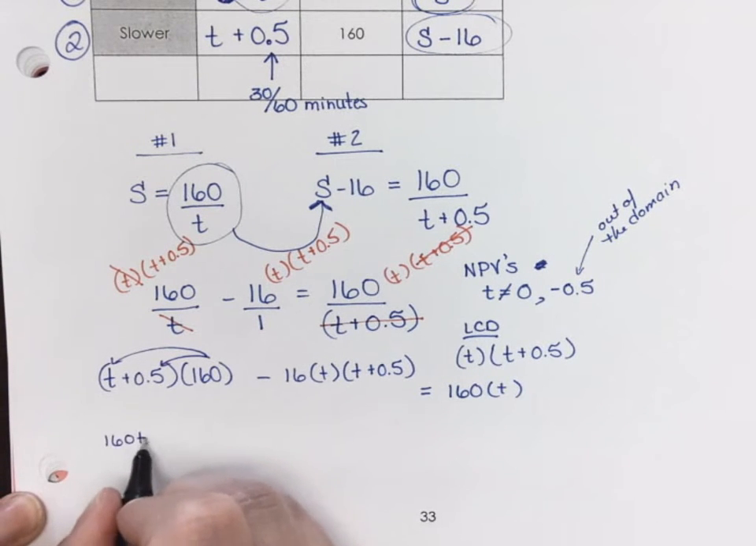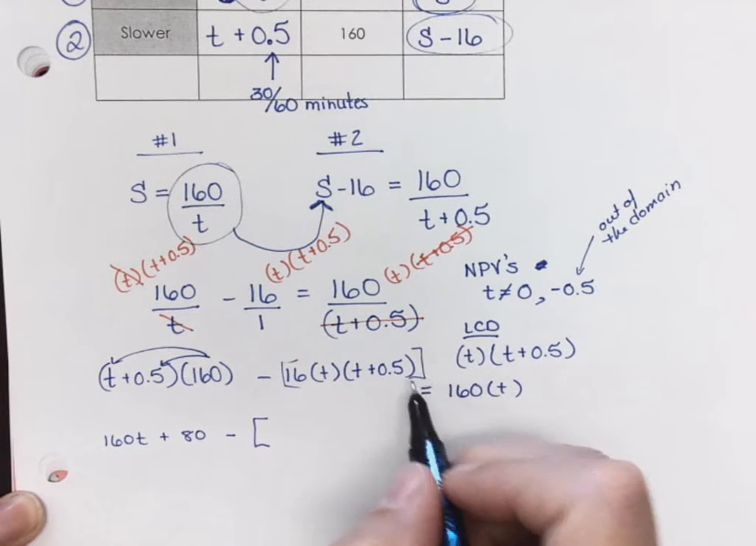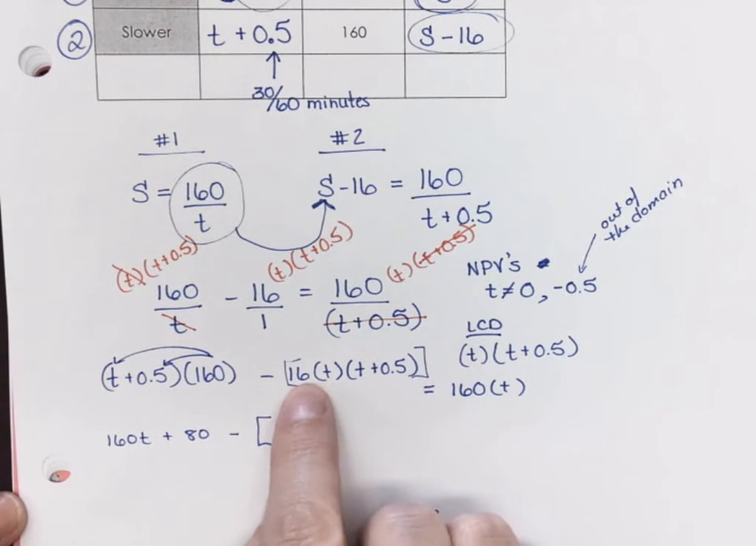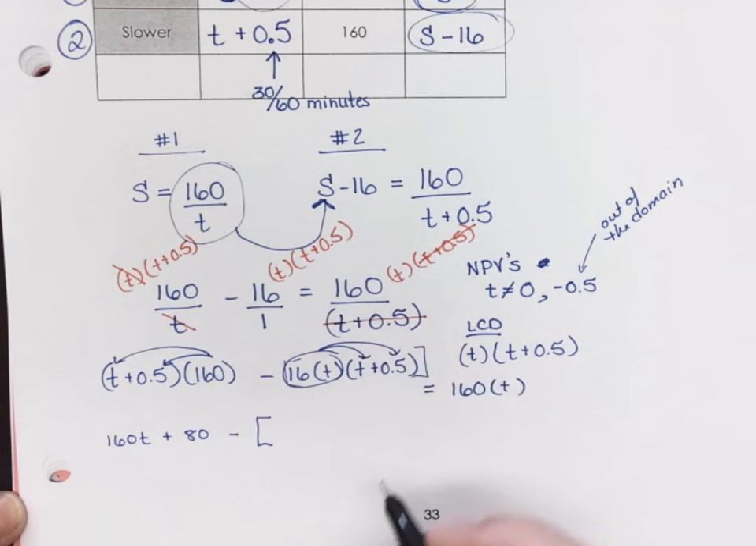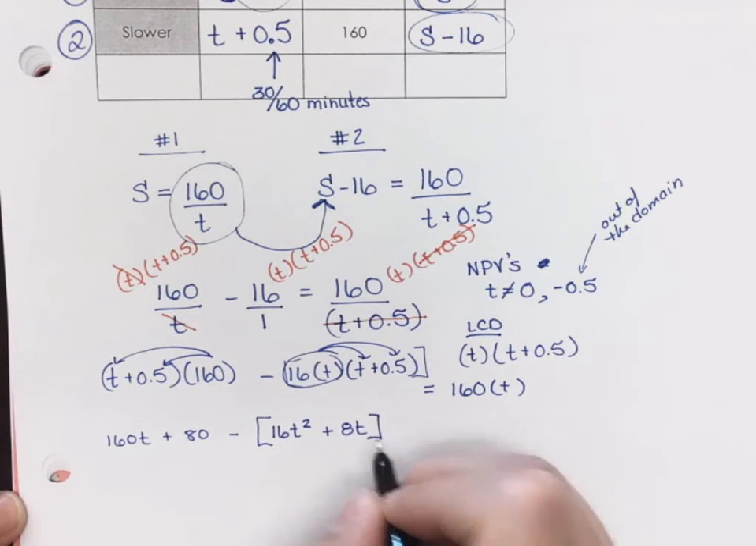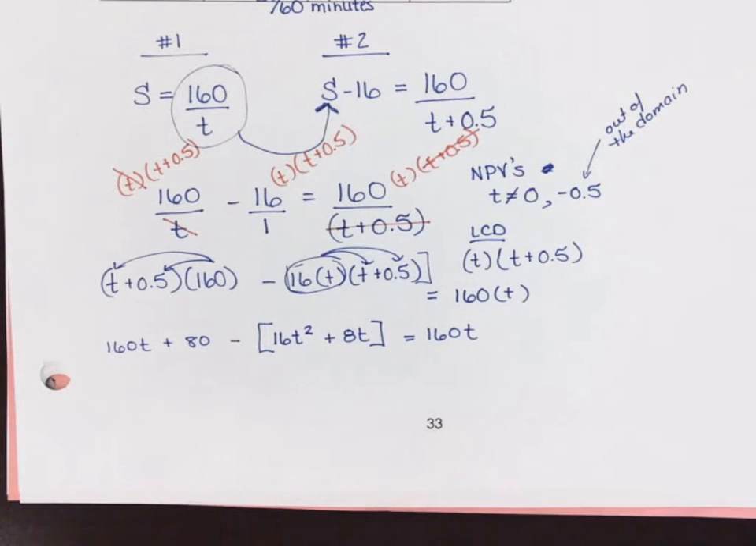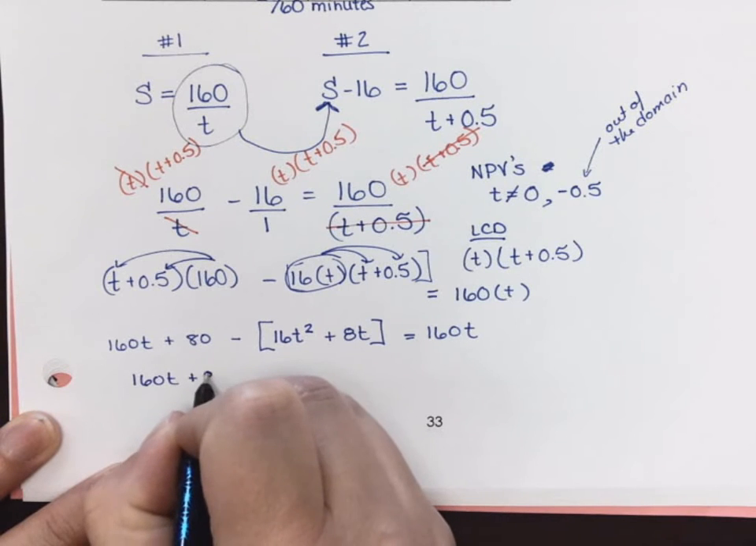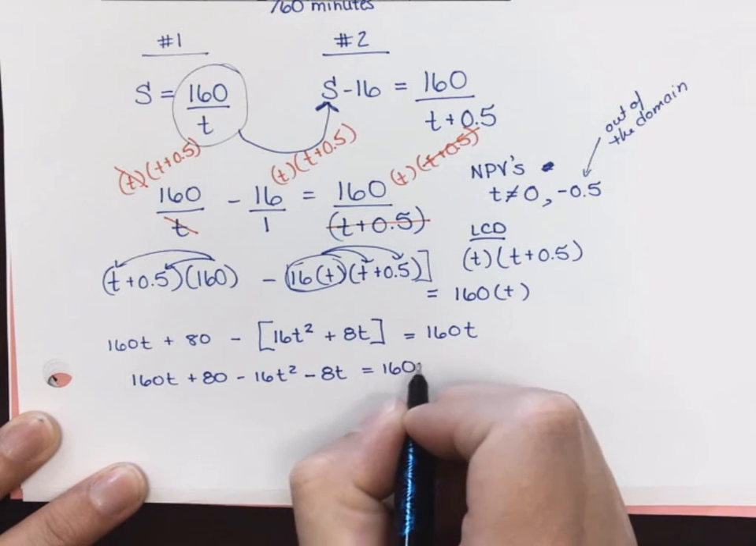Okay, so I've got to leapfrog this backwards into those two. So I'm going to have 160t plus 80 minus, and I'm going to put this stuff in brackets so I can do that really quick. I'm going to multiply these two first, so 16t, and then I'm taking these two and leapfrogging it into that binomial. So I'm going to have 16t squared plus 8t. Now notice they're still in brackets, that subtraction sign is there, and I'm going to be left with 160t. Okay, so now I'm going to distribute that through the brackets. So I have 160t plus 80 minus 16t squared minus 8t equals 160t.